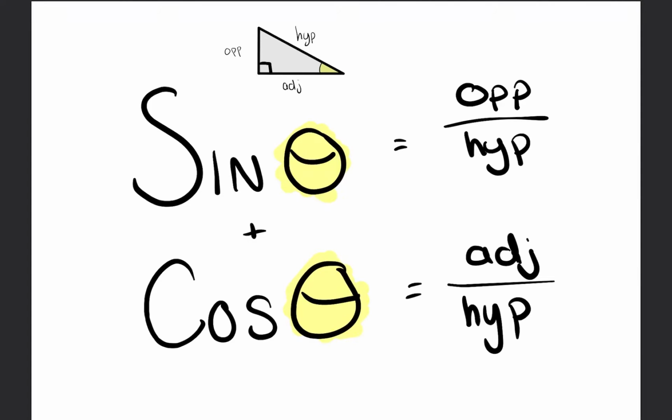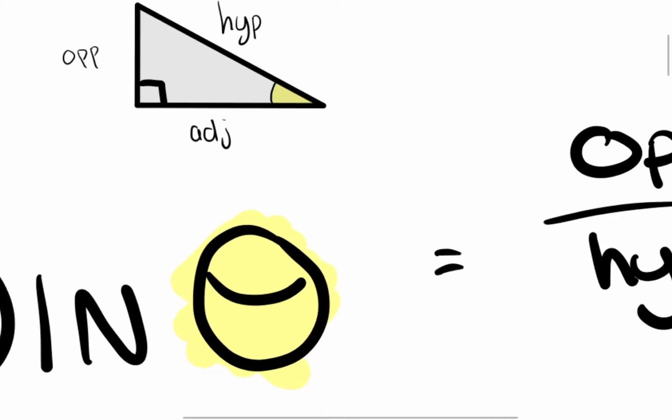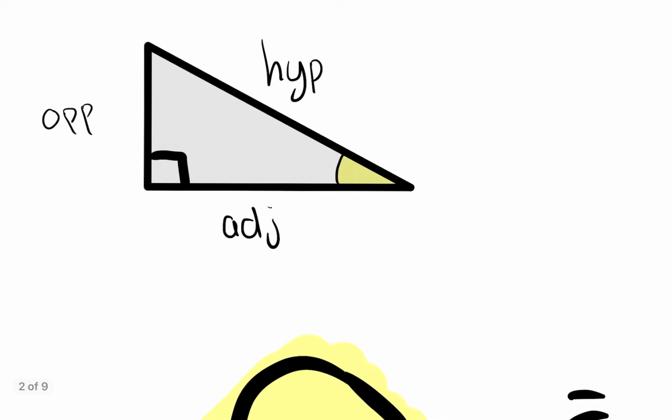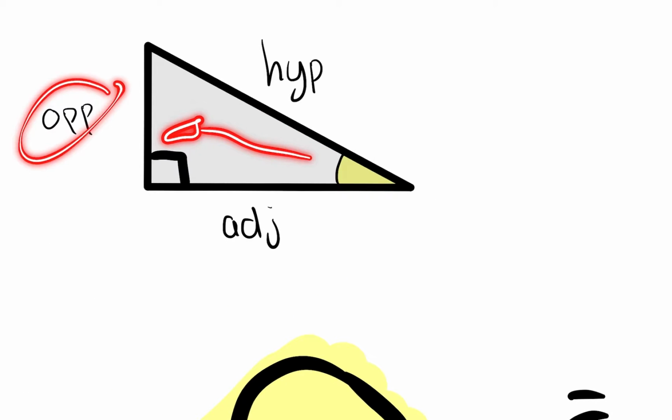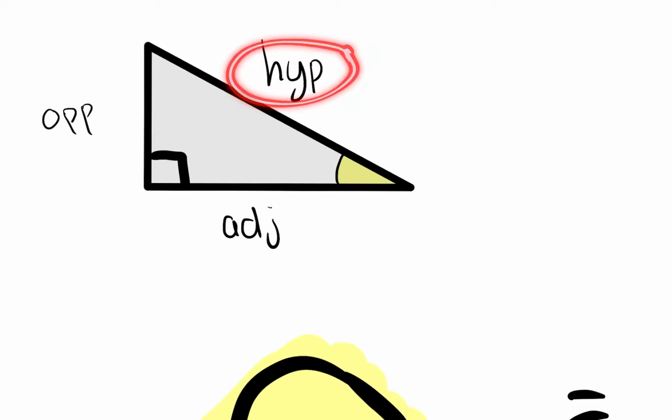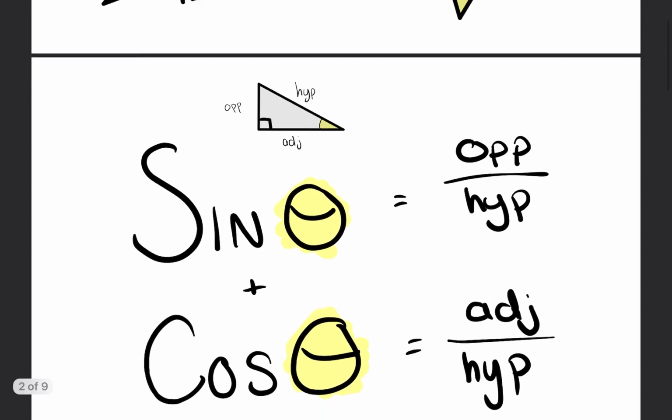Okay, today we're looking at, again, the sine and cos rule. So sine of theta is opposite over hypotenuse, and the cos of theta is adjacent over hypotenuse. So again, the angle highlighted in question, the opposite is always opposite it, and the hypotenuse is always opposite the right angle. So let's get into it.